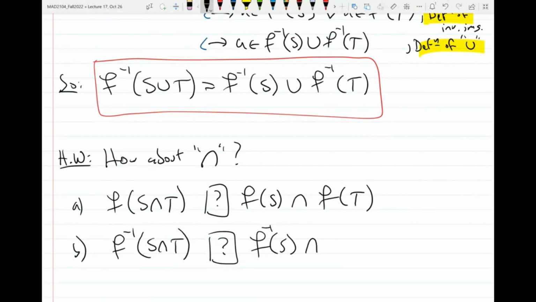So what's the relationship? Containment, equality, just like with the union, what happens? What goes in the mystery box, okay? All right, so we stop. We went over too much.